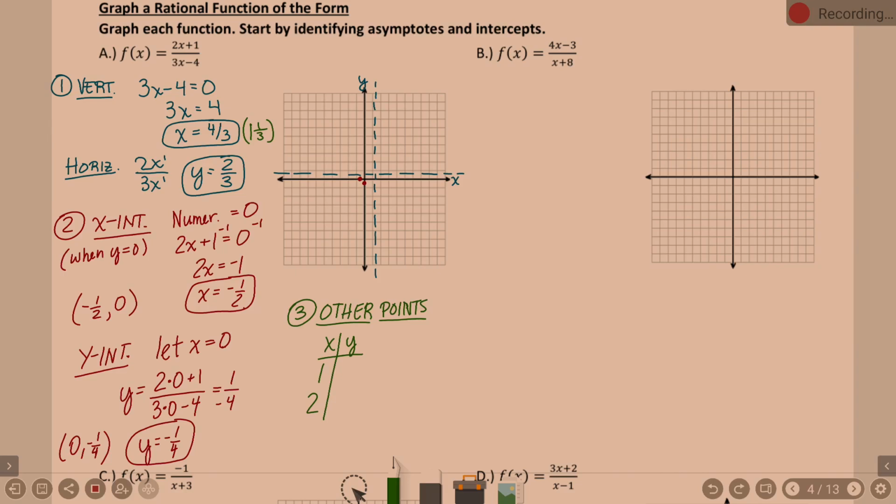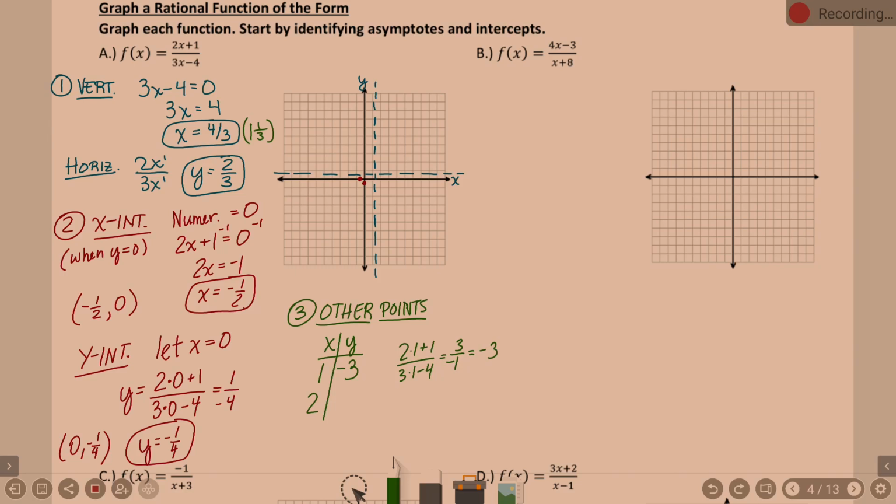I heard things like 3, 4, 5, 6, 7, 8. Could you do those points? Yes, but how many do we really want to take time to do? Not that many. Okay, so let's put in 1 up here. If you put in 1, (2 times 1 plus 1) over (3 times 1 minus 4). On top, 2 times 1 is 2, plus 1 is 3. On bottom, 3 times 1 is 3, minus 4 is negative 1. What's 3 divided by negative 1? Negative 3.